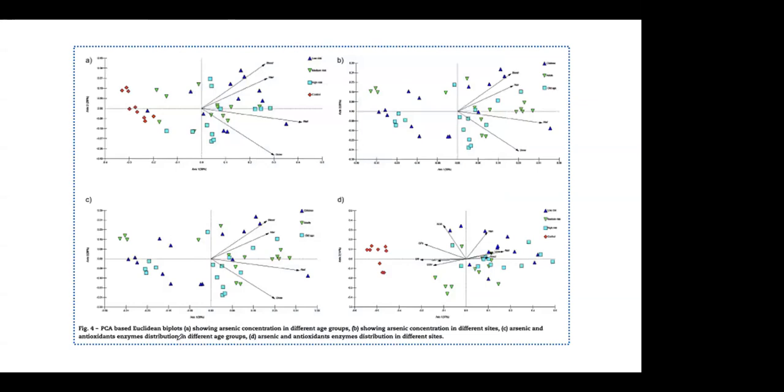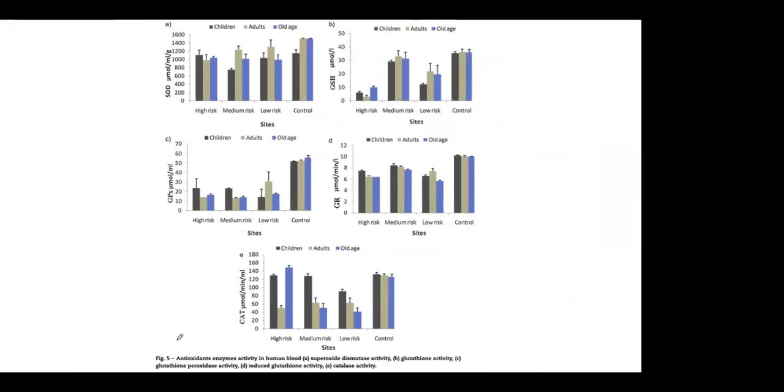This is the PCA based on the Euclidean distance biplots, and it showed the distribution concentration of arsenic in different age groups, and these are some results. Then this is the distribution of some oxidative and antioxidant enzymes after exposure to arsenic in children, adults, and old age people.